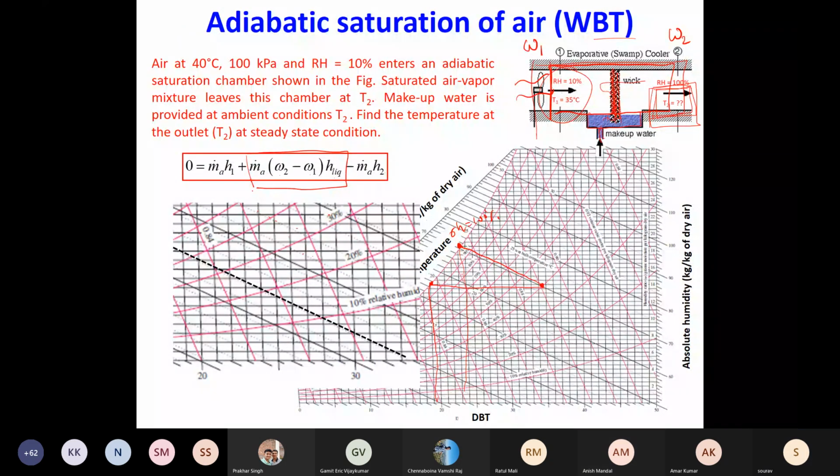Can you appreciate this? Yes. But sir, the dotted wet bulb lines are parallel to the constant enthalpy lines. They look parallel, because the omega 2 minus omega 1 times H liquid number comes out to be very small, and it looks as if the process line is H1 equals H2. Omega 2 minus omega 1 is of the order of a few grams, and even if you multiply it with the liquid enthalpy, it is very small compared to H1 and H2. It looks parallel, but it is not.